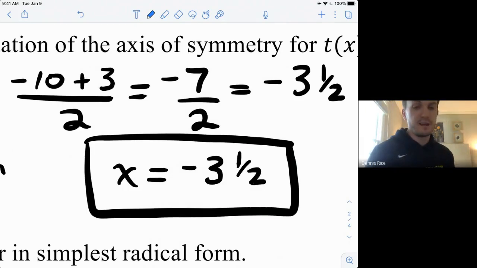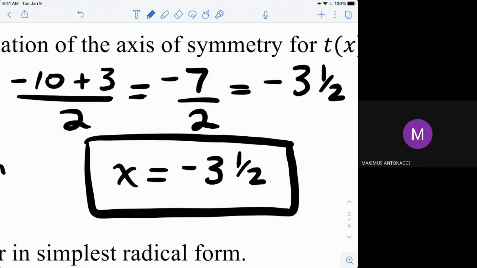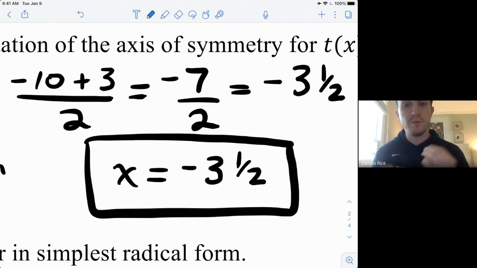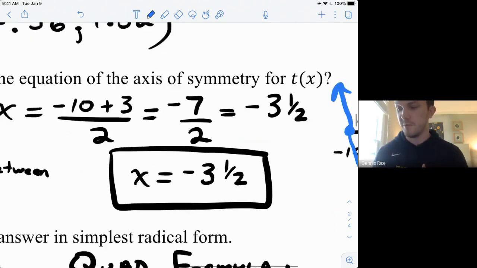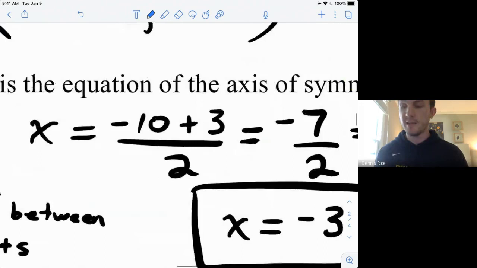Another example, let's take a really easy one. Let's say the roots were 2 and 4, right? What would the AOS be if the roots were 2 and 4? Where would the axis of symmetry be? 3. Yeah, so it's always going to be literally symmetrical. I know these numbers are a little bit harder to do in your head. That's why I'm adding them together and dividing by 2. That will tell me the middle.